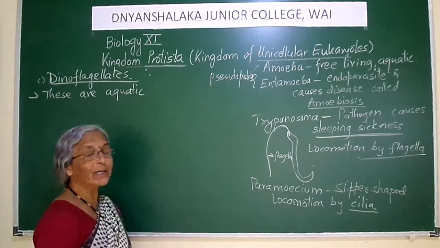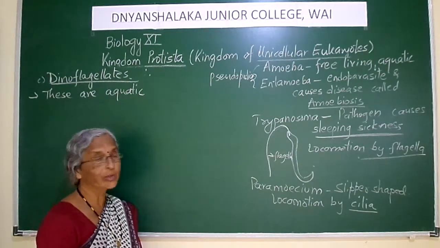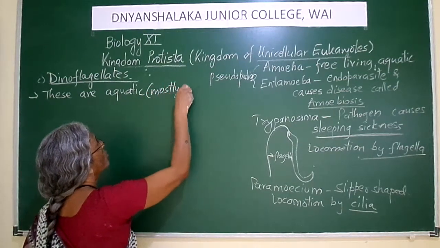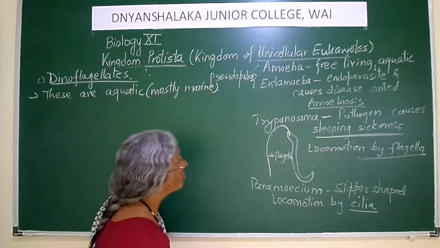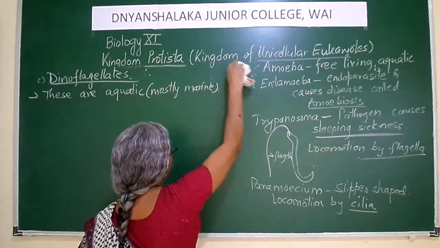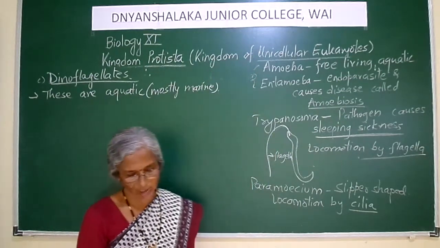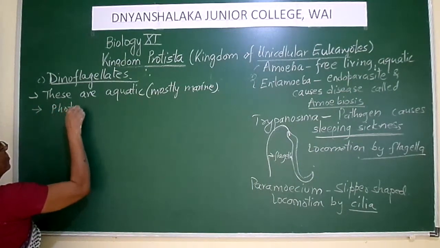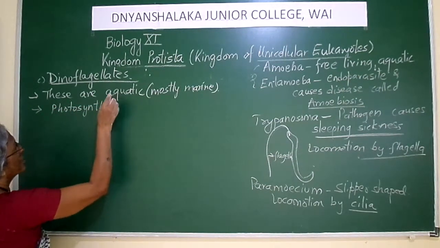In aquatic habitat, where do they live? Do we find them in fresh water? No. We find them in oceanic water, salt water. So these are mostly marine forms. So you will find them in sea, in ocean. Okay, so these are mostly marine. These are photosynthetic. They prepare their own food by the process of photosynthesis. So these are photosynthetic in nature.